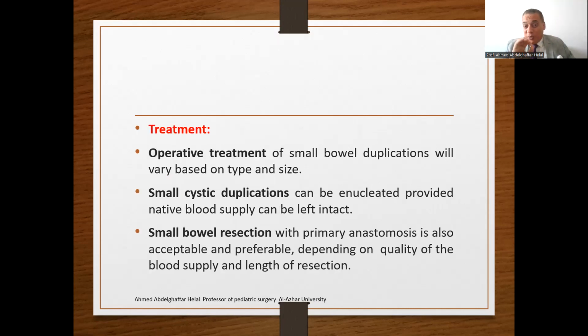The treatment: operative treatment will vary based on the type and the size. Small and cystic duplications could be enucleated or excised, provided that the native blood supply is left intact. Small bowel resection with primary anastomosis is acceptable and preferred, depending on the quality of the bowel and the length of resection. For a small segment of bowel, you can excise the bowel segment with the duplicated part, provided it is a small part not affecting the continuity or the length of the bowel.